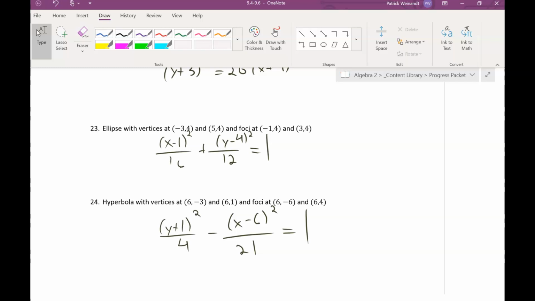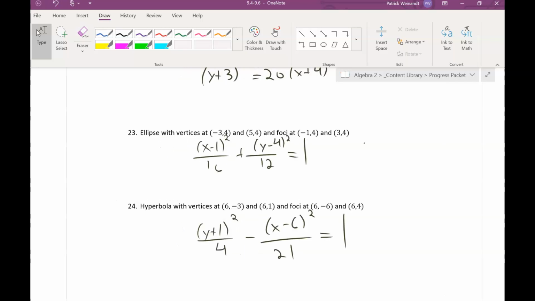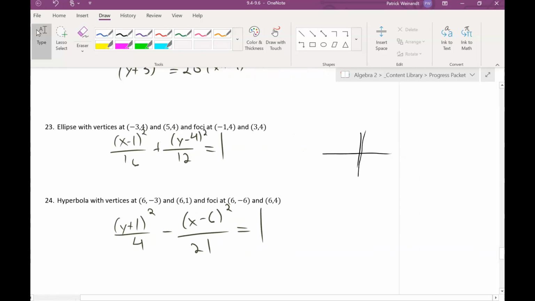So what you have to do here is, since we know our vertices, and on these ones I recommend maybe drawing a graph, at least a rough sketch so you can see what's going on. You want to find the center point. Our vertices and our foci all lie on a horizontal line since all those y values are the same.